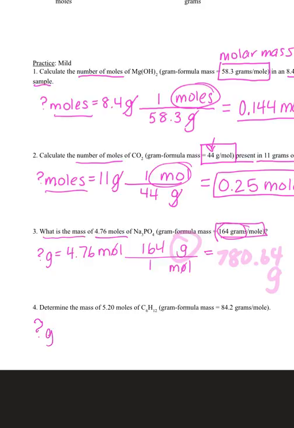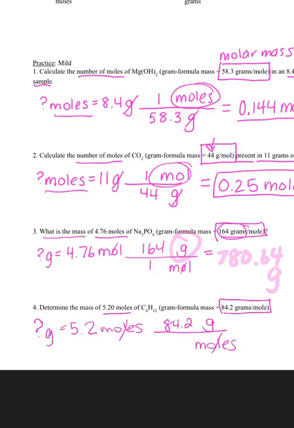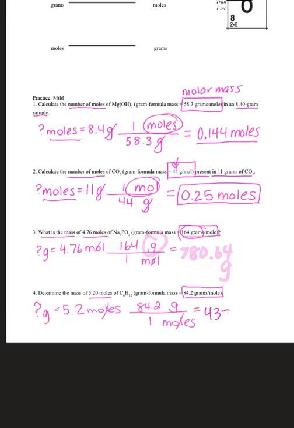How many grams are in 5.24 moles? Okay. And the conversion factor is here. Moles go on the bottom, so we can cancel moles. Grams will go on the top. Okay, so we know 84.2 grams are in every 1 mole. We can go ahead and calculate 5.2 times 84.2, and that's equal to 437.84, units grams.